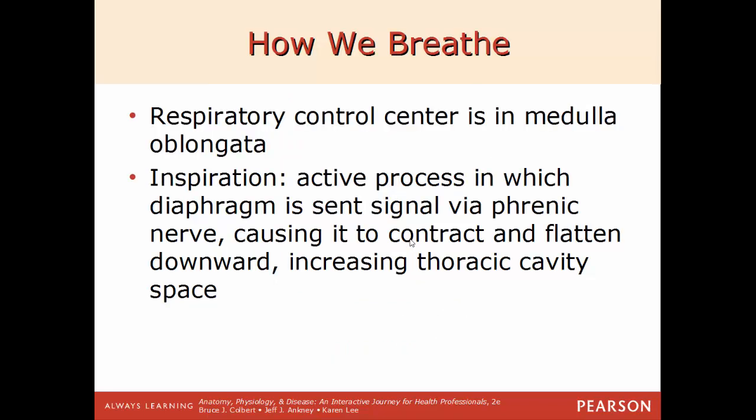Now, the respiratory control center is found in part of the brainstem, the medulla oblongata. And the process of breathing in is called inspiration. Now, this is an active process in which the diaphragm is sent signals through the phrenic nerve, causing it to contract. When the diaphragm contracts, it will flatten out. When it does so, it's going to increase the volume that the thoracic cavity contains because you're pulling the diaphragm out of the way so the thoracic cage has room to expand, so the volume will go up.